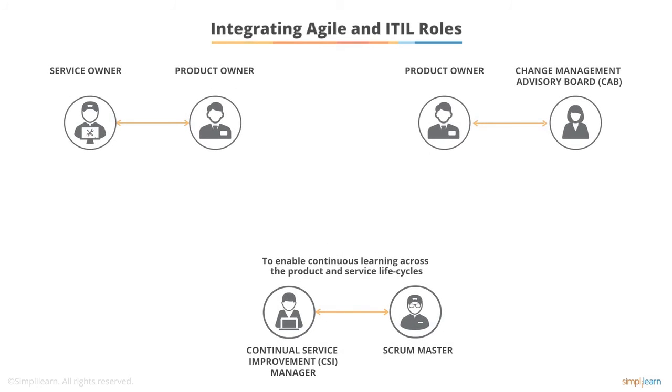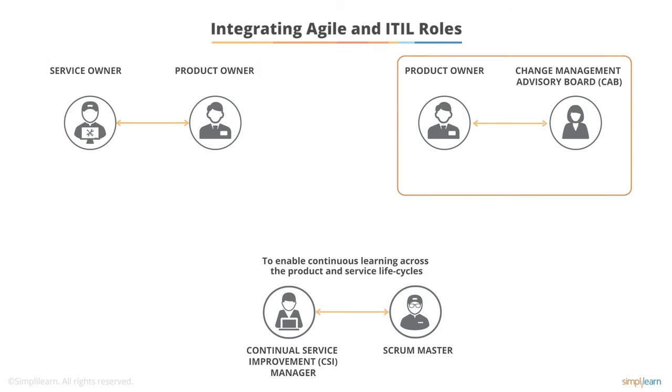Agile and ITIL roles must either be combined or they must collaborate closely to enable smooth transition of products into the service management world. Looking at the top left, the service owner and the product owner could either be the same person or they must collaborate closely to clearly represent the customer's needs. When a product is deployed, it transitions into the delivery of a service to the business, and the end-to-end understanding of the life cycle enables clearer visualization of customer value.